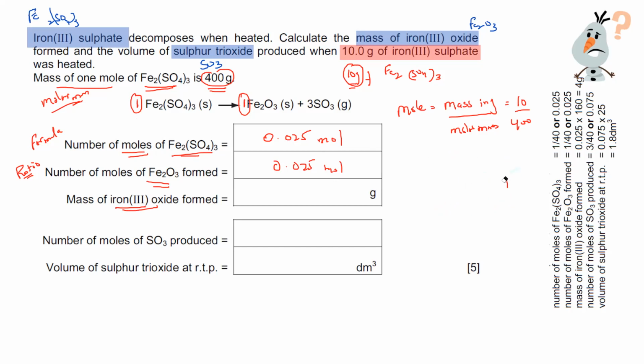To get the mass of iron 3 oxide, we have the formula: moles equal mass in gram divided by the molar mass. We are doing the third part now. So to solve the third part, again we are using a formula. So we need the mass of iron 3 oxide.